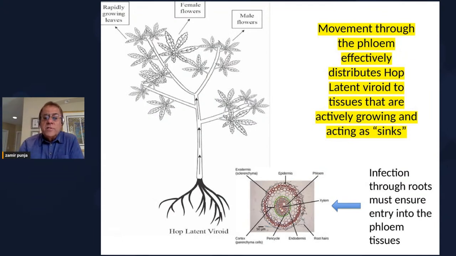And so, of course, once it gets into the roots, it has to make its way through the rest of the plant. And this is what we call systemic spread. And we know from other studies, and studies that I'll show you now, that if you've got a flowering plant, which has male flowers and female flowers and rapidly growing leaves, there's a good chance that this viroid will move through the vascular system, through the phloem, up into the flowering tissues. And this is why we think it's possible to get seed infection as a result.